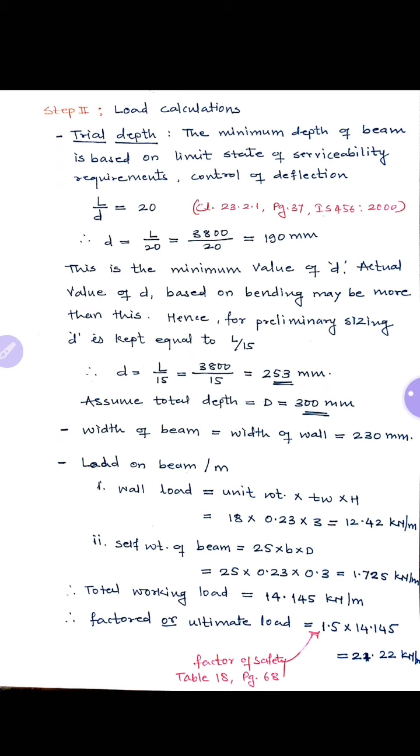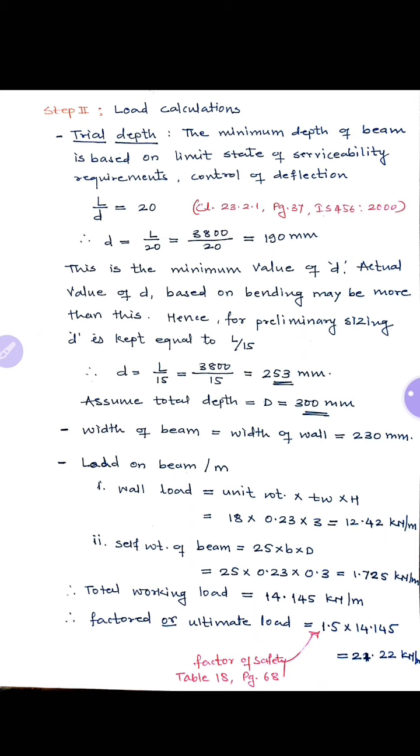Now first we will find out trial depth. At time of design of slab, we have calculated trial depth based on control of deflection. Now if it is a simply supported beam and based on control of deflection, L by D should be equal to 20. But this value is a minimum value of D. When we calculate value of effective depth based on bending, the value may be more than this. Hence, in case of design of beams for preliminary sizing, D is supposed to be kept equal to L by 15.